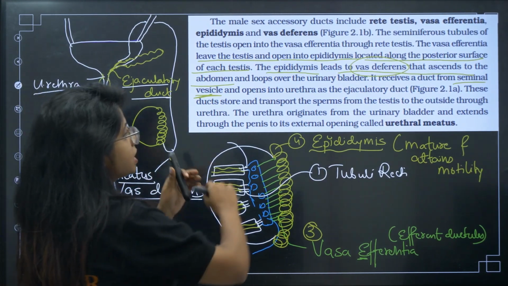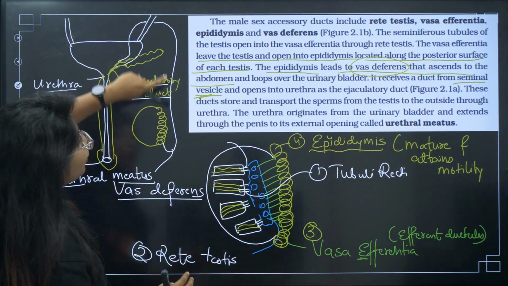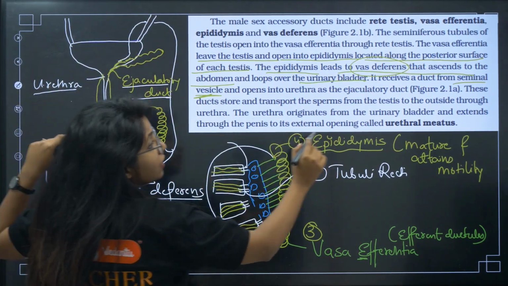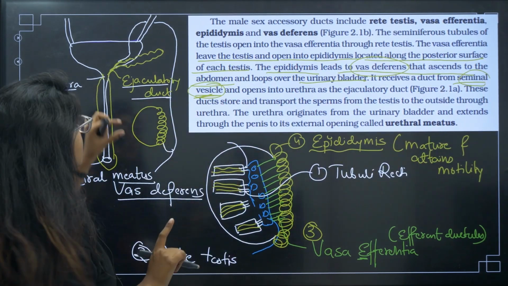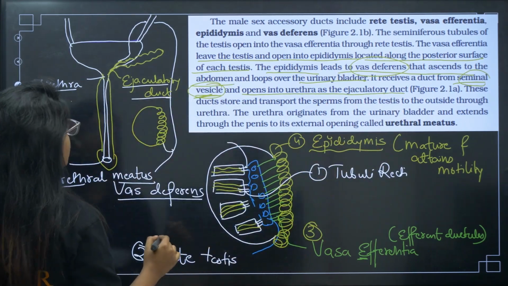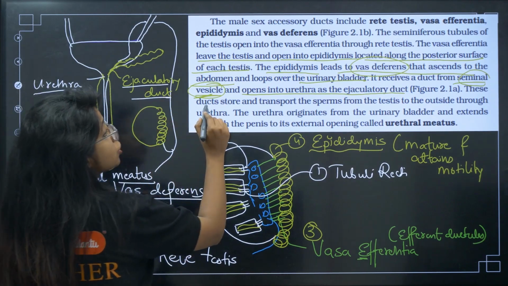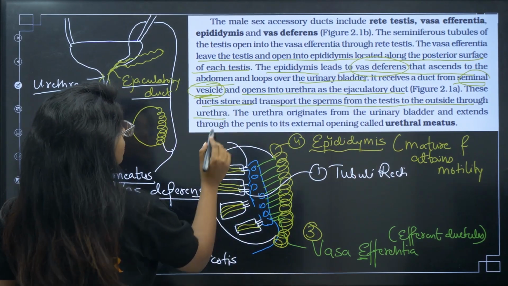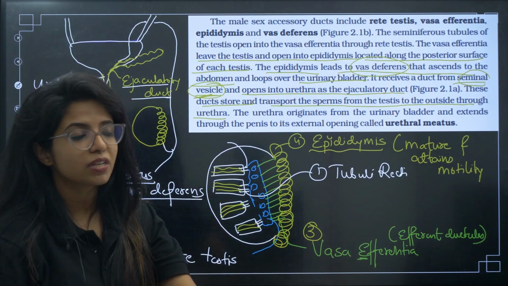Okay, we'll read it. The epididymis, we were stuck here. The epididymis leads to vas deferens that ascends to the abdomen. It went to the abdomen and loops over the urinary bladder. It receives a duct from the seminal vesicle. This is a gland, accessory gland. Okay, so it receives a duct from the seminal vesicle and opens into urethra as ejaculatory duct. It will be opening into urethra as what? Ejaculatory duct. These ducts store and transport the sperms from the testis to the outside through the urethra. So basically the ejaculatory duct will be storing the sperm and later will be transporting it outside through the urethra.